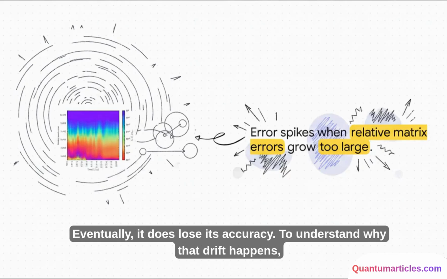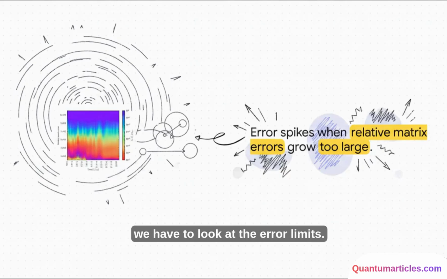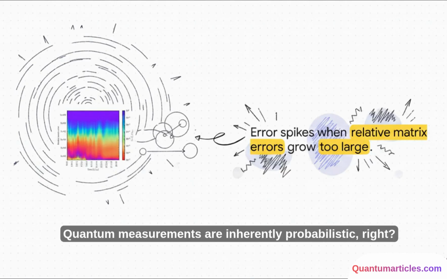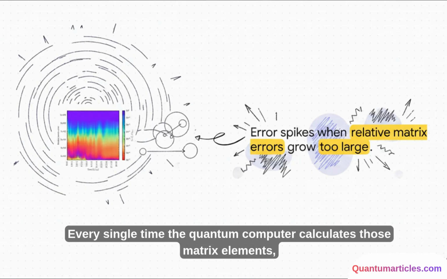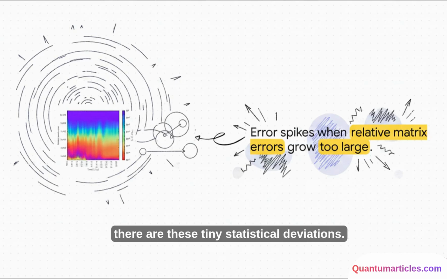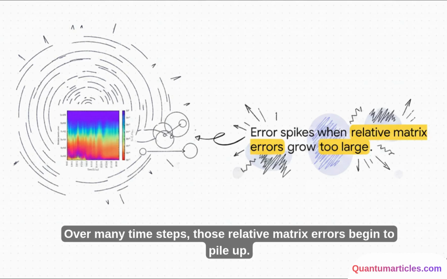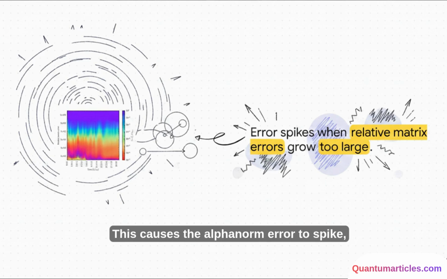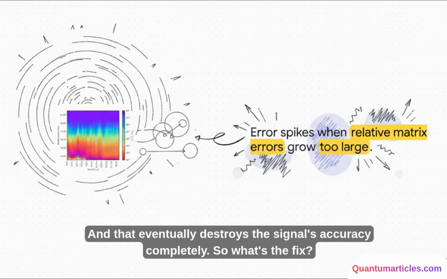To understand why that drift happens, we have to look at the error limits. Quantum measurements are inherently probabilistic, right? Every single time the quantum computer calculates those matrix elements, there are these tiny statistical deviations. Over many time steps, those relative matrix errors begin to pile up. This causes the alpha norm error to spike, which you can see as a major shift. And that eventually destroys the signal's accuracy completely.